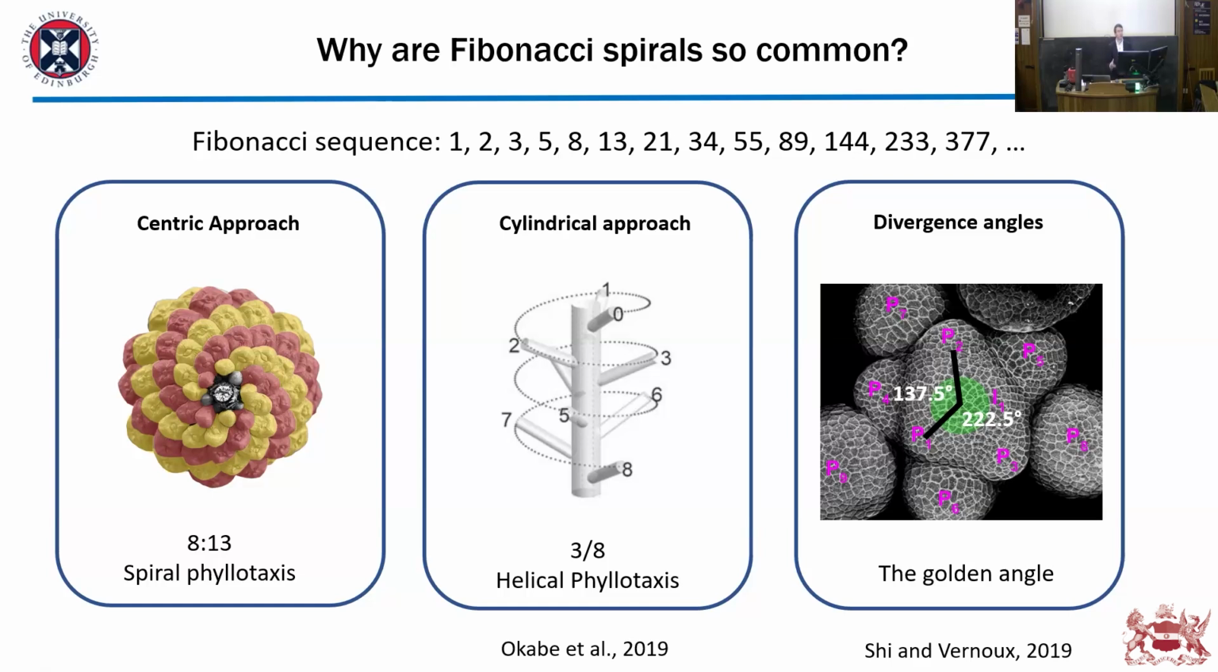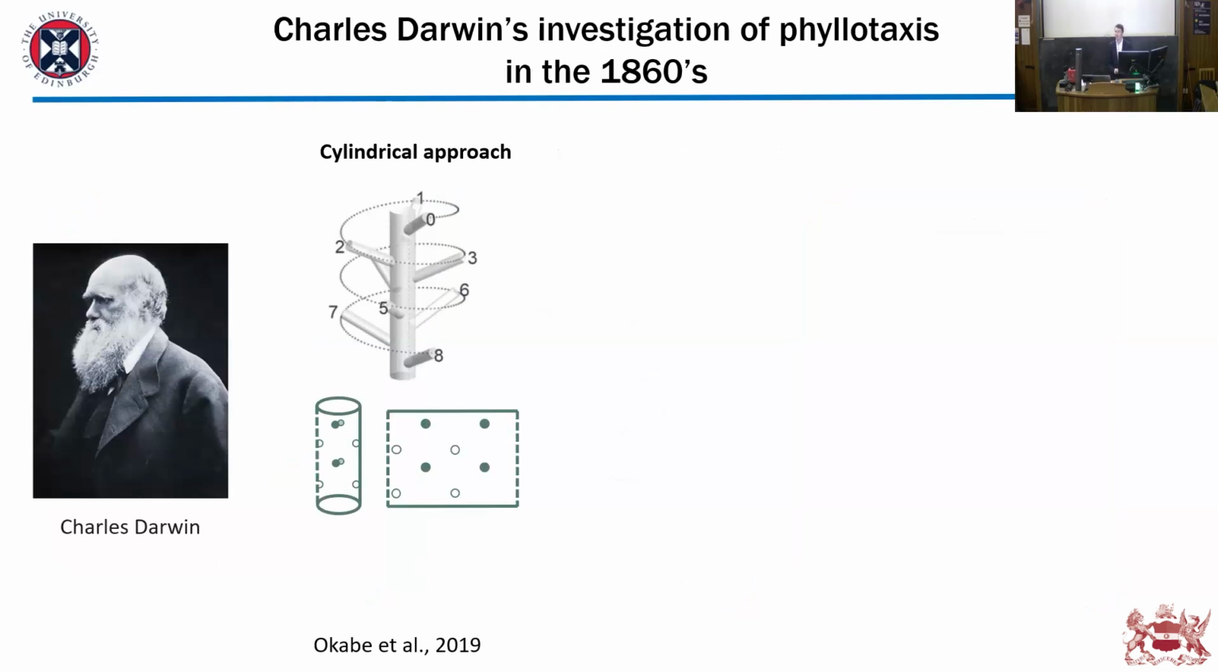And if you're thinking that, you are in good company, because it's a question which has been fascinating scientists for years, and even fascinated and bothered Charles Darwin for a while. So after publishing his Origin of Species, in around the 1860s, Charles Darwin became fascinated with phyllotaxy. And there were 2 main approaches he was using to investigate phyllotaxy, but the one he was using most was this cylindrical approach I described to you earlier.